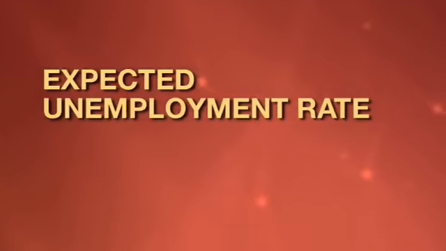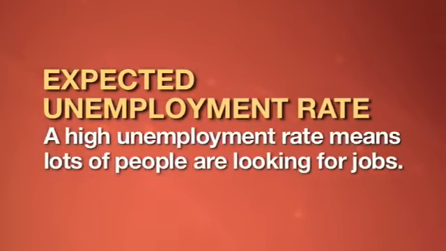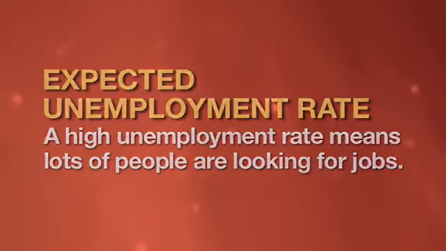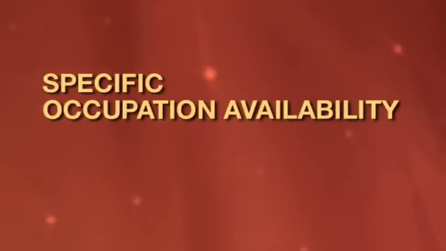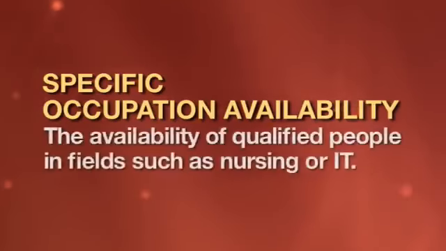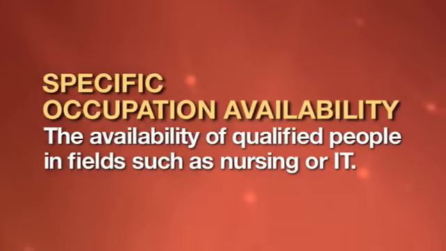However, if the unemployment rate is up, then there are lots of people looking for jobs, and in some cases, the company can sit back and watch the applications roll in. The second most common way businesses forecast the supply of external candidates is looking at the availability of qualified people in specific occupations such as nursing or information technology.